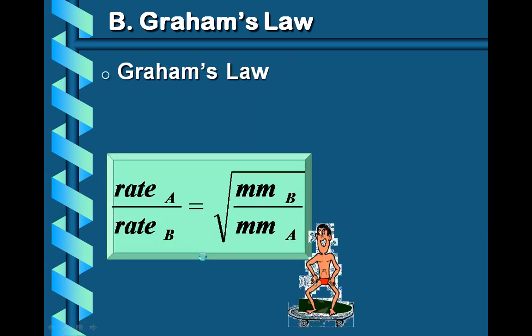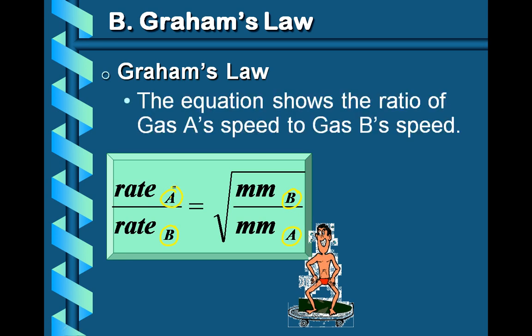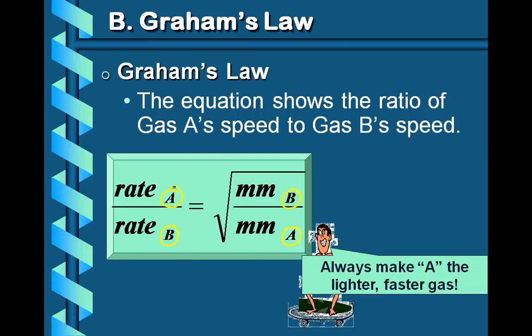Here's the equation for Graham's law. What he's going to do with his law is compare two different gases, gas A and gas B, and look at the relative rate. So how does the rate of A compare to the rate of B? It's equal to the square root of the molar mass of B divided by the molar mass of A. Notice that B and A are catty-corner to each other. So this equation shows us how gas A and gas B's rate or speed compares. As a hint, if you make A the lighter and faster gas all the time, your numbers are going to come out a lot easier. So just remember, A is lighter and faster.